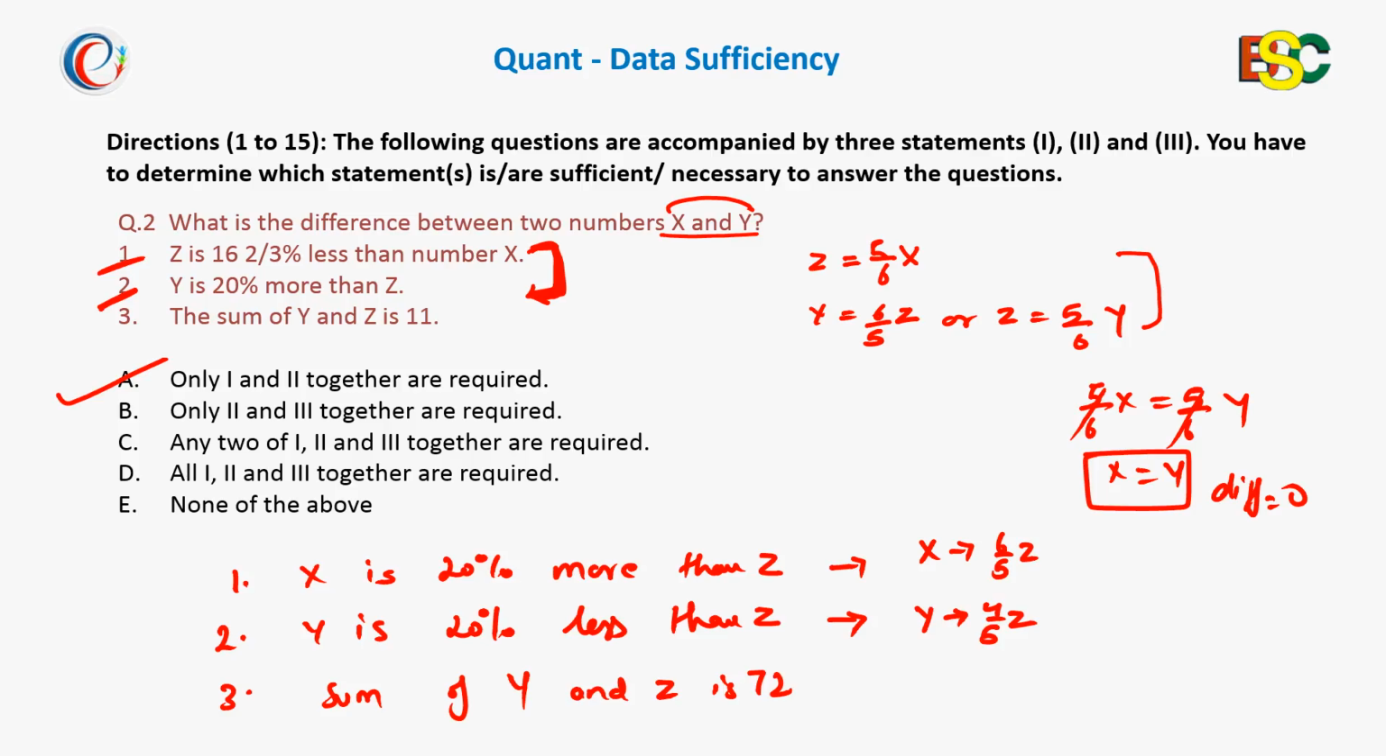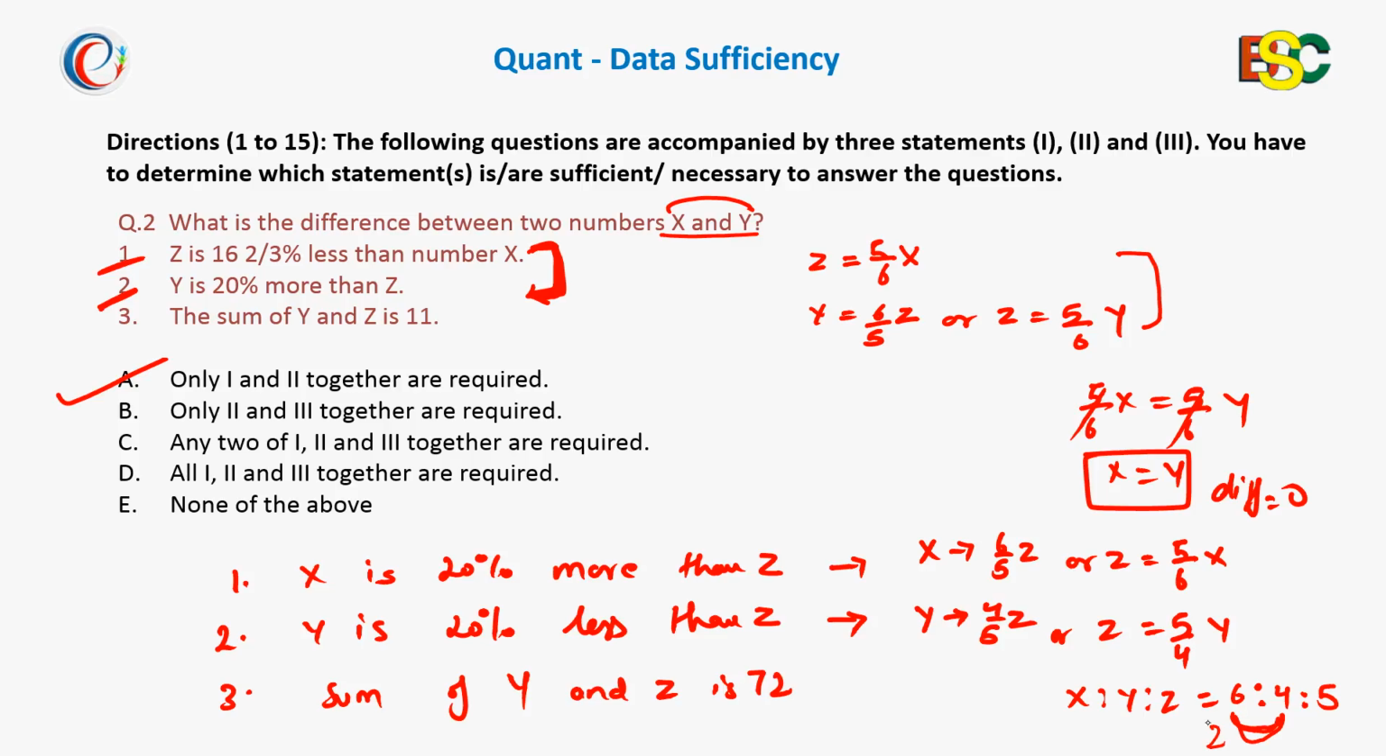Okay, and from here you will equate z as 5/6 x, and from here you will equate z as 5/4 y, and we can get x : y : z as 6 : 4 : 5. Now here the ratio's difference between x and y is 2.